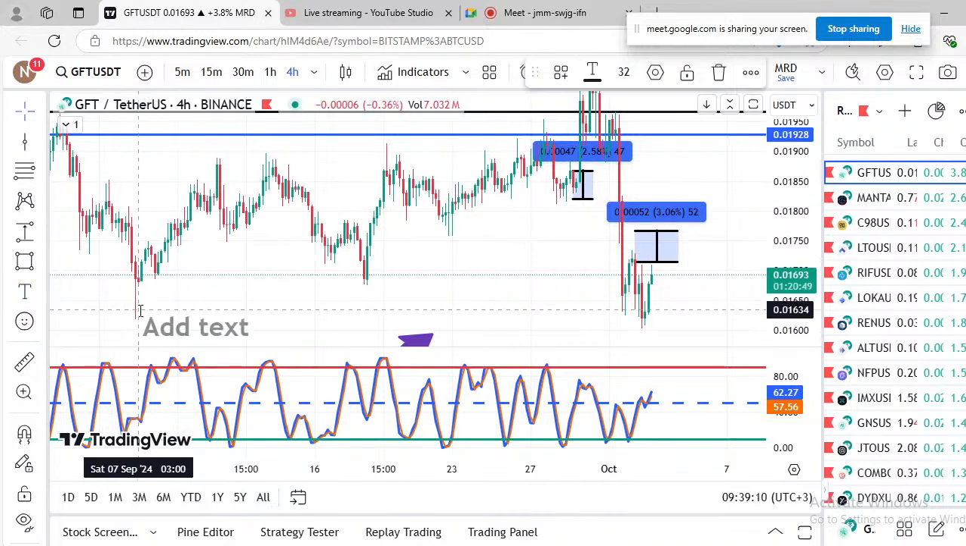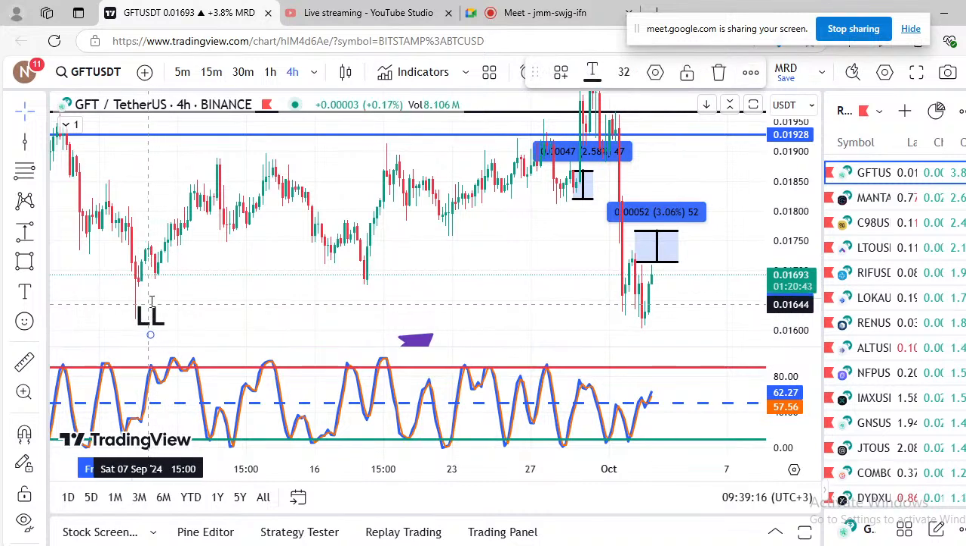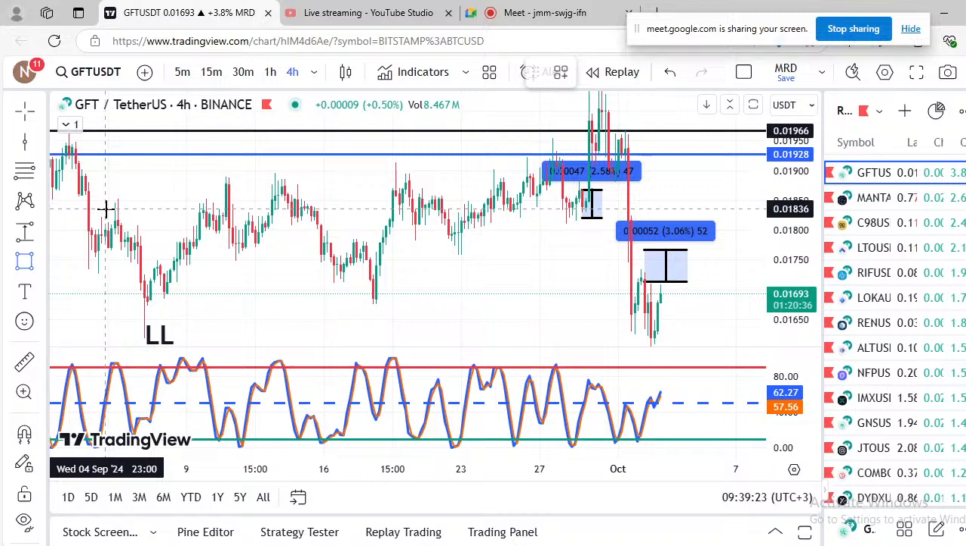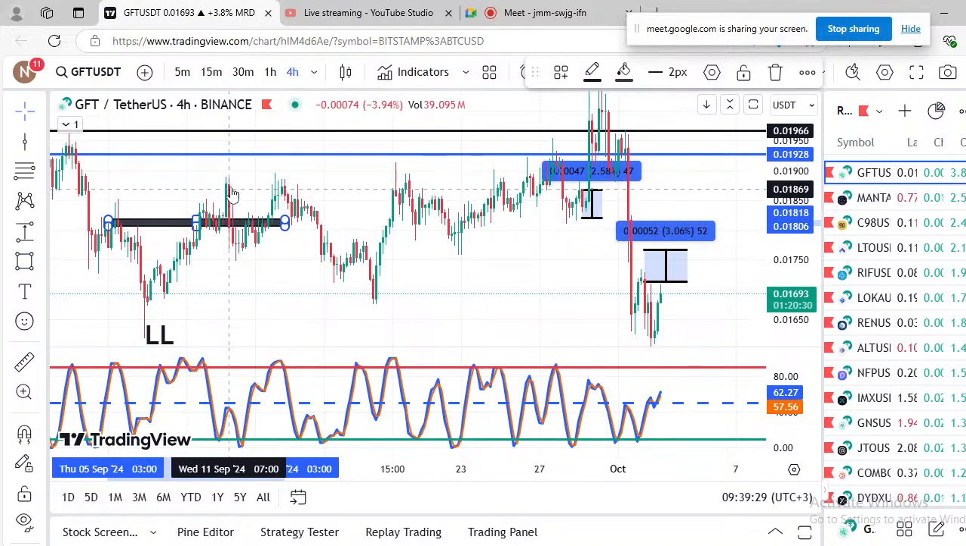This is a lower low. This is the first low. We start from here. This is the lower low. Now we can see the market breaking at this point. After breaking, you can see this.